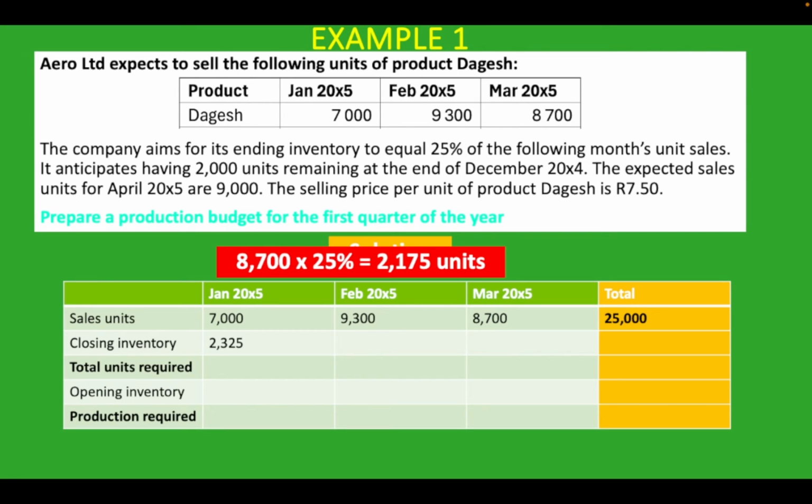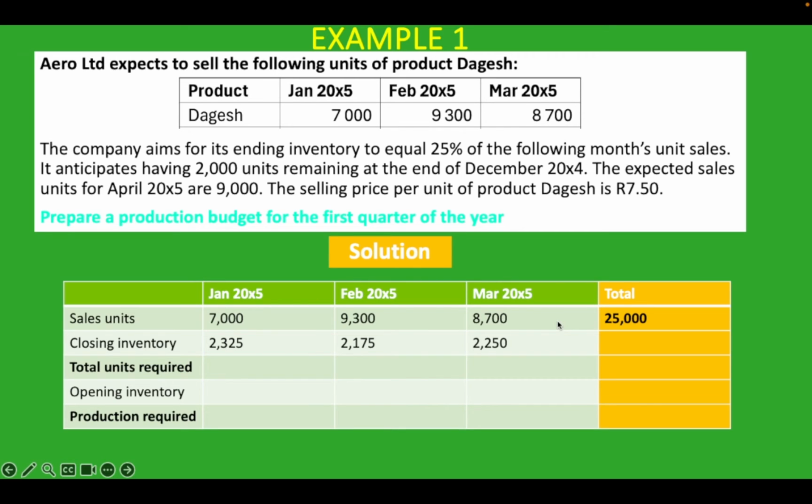So let's first put down for February that we had calculated 2,175, and then for March it's the 9,000 for April multiplied by 25%, and that will give us 2,250 units that we need to make sure is in closing inventory at the end of March. So we'll put that down, 2,250. Okay, what about the total column?